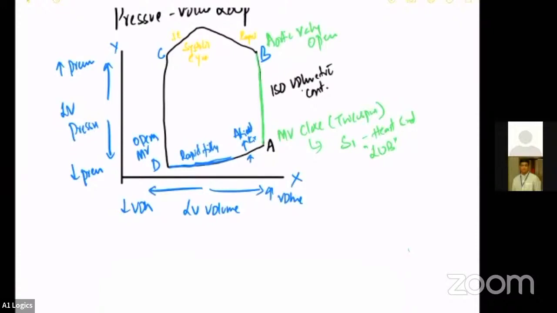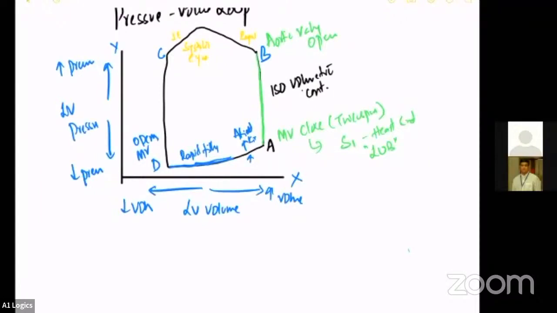Just to tell you from the start, from point A to point B is called isovolumetric contraction. A is where the mitral valve closes and the pressure starts increasing. There is no change in the volume, neither is blood coming in nor going out. As the pressure increases and reaches 80 millimeters of mercury, this is the point where the aortic valve opens and the left ventricle contracts and the blood is ejected out into the aorta.